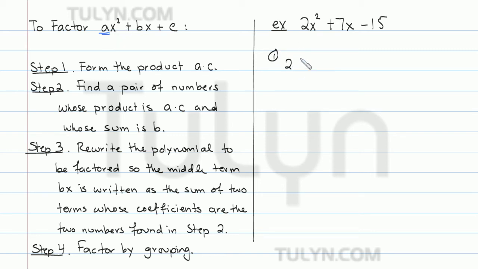So the first coefficient times the last coefficient, which gives us negative 30. Step 2 says find a pair of numbers whose product is a times c and whose sum is b. So you want two numbers that when you multiply them give you negative 30 and when you add them give you positive 7. So how we do this is we break down 30 into two number factors, right? So negative 30 is negative 30 times positive 1, or 30 times negative 1, right? So it's also equal to negative 15 times 2, or 15 times negative 2. And we want to see if any of these ends up adding up to 7.